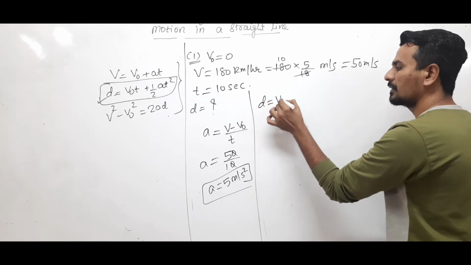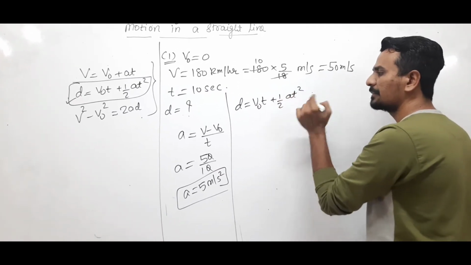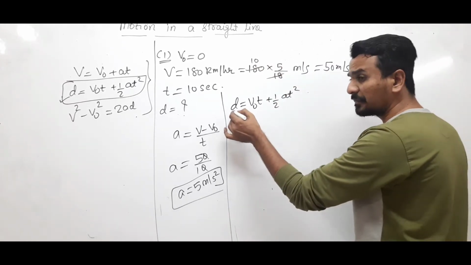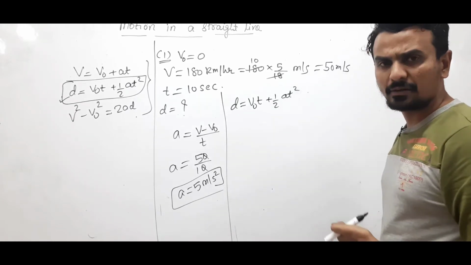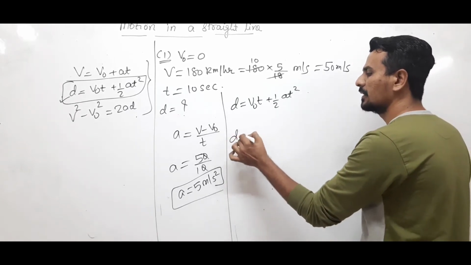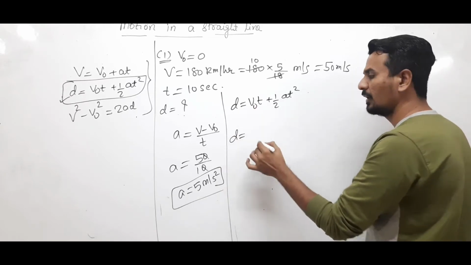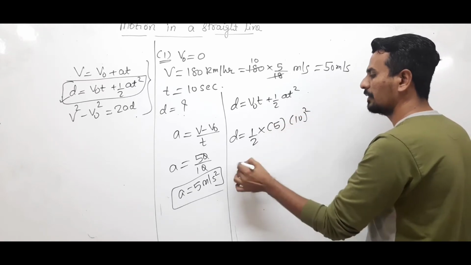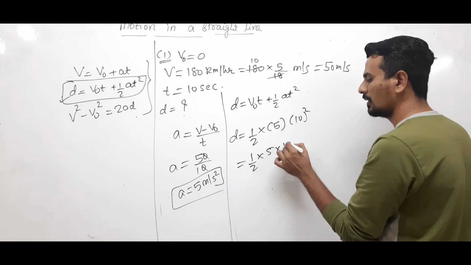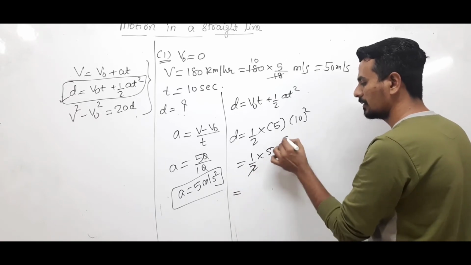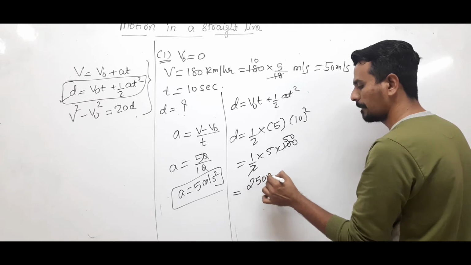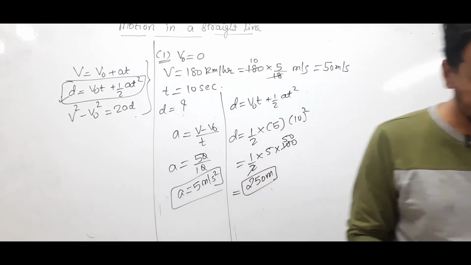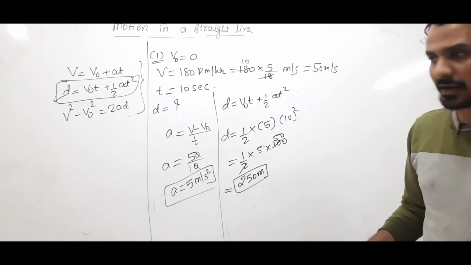Now we can use this formula, v0t plus half at square. Time is given to you, acceleration is known, and you have been told to calculate the distance. Okay, this is displacement, but since the car is moving on a straight road, distance will be equal to displacement. v0 is 0, so this term will be 0. So this will be half. What is a? 5. What is t? 10 square. So this will be half into 5 into 100. Clear? 250 meter. So this will be the answer. Clear? Okay. Fine. Let us solve the other question.